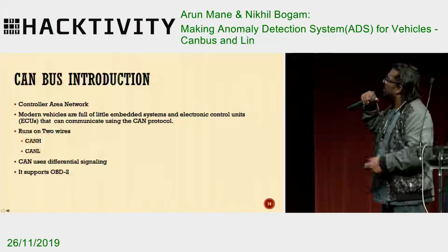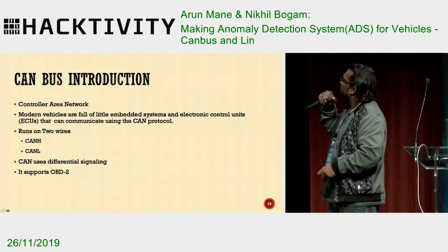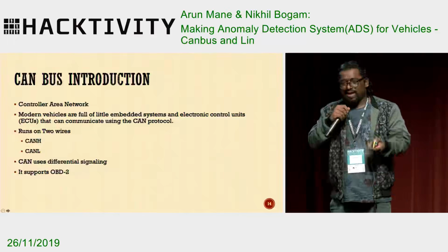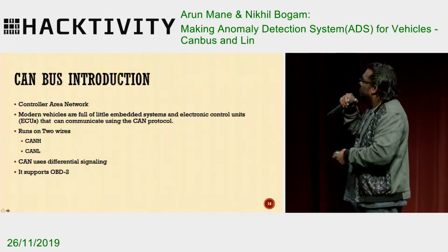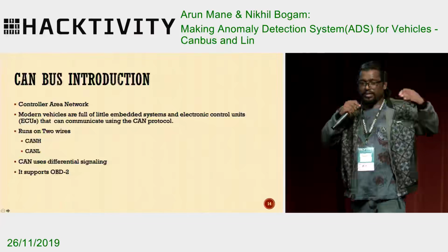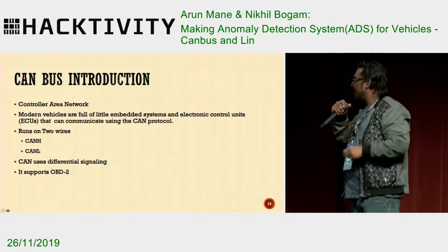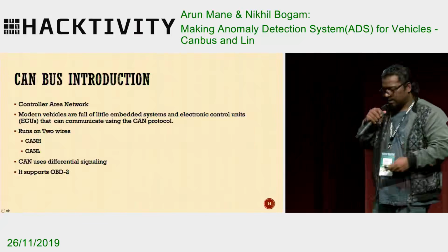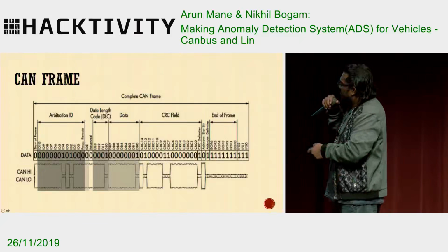If I talk about the CAN bus, it's nothing but Controller Area Network. You can see CAN bus in different vehicles, and they have extended protocols based on the CAN bus as well. It's a two-wire communication, CAN high and CAN low. I showed you some OBD2 connectors: pin number 14 is CAN low, and pin number 6 is CAN high. It also supports the OBD2 connectors, and it works on differential signaling. You can see these are the signals which represent CAN high and CAN low.